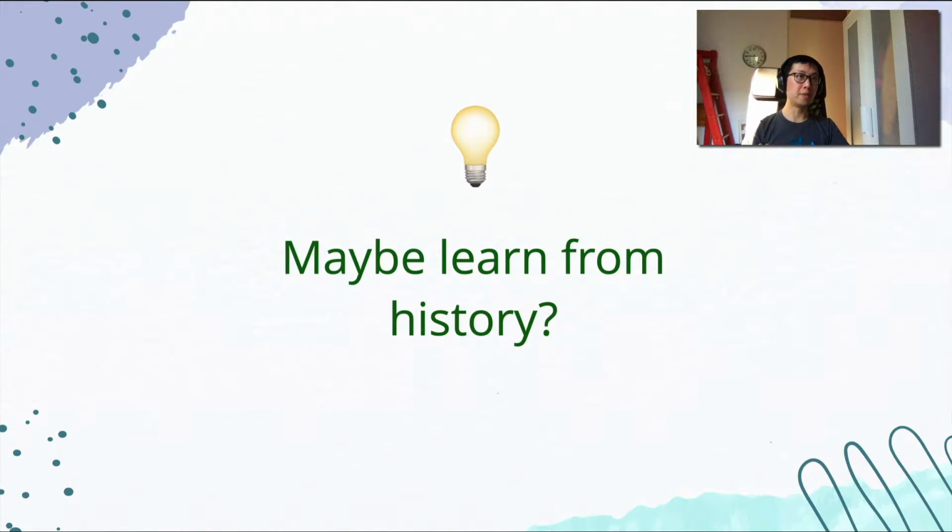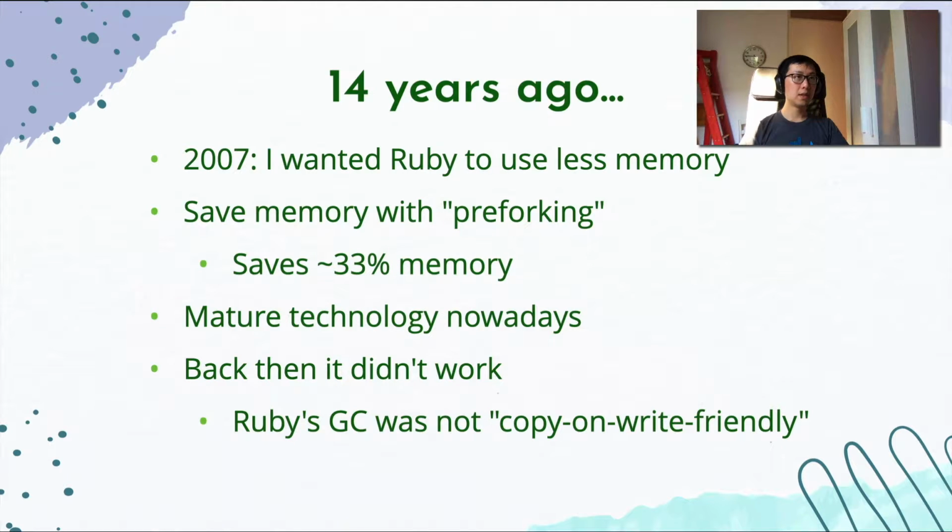Maybe we could learn from past lessons. I began using Ruby in 2007. Back then, I also did not like the fact that my Ruby app servers used so much memory. I wanted to apply a trick called pre-forking to save memory. Pre-forking is nowadays mature technology supported by all major app servers, such as Passenger, Unicorn, and Puma. It could save about 33% memory.